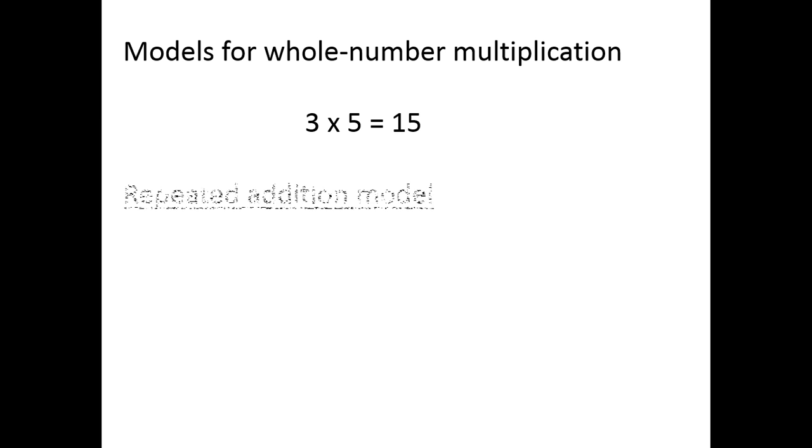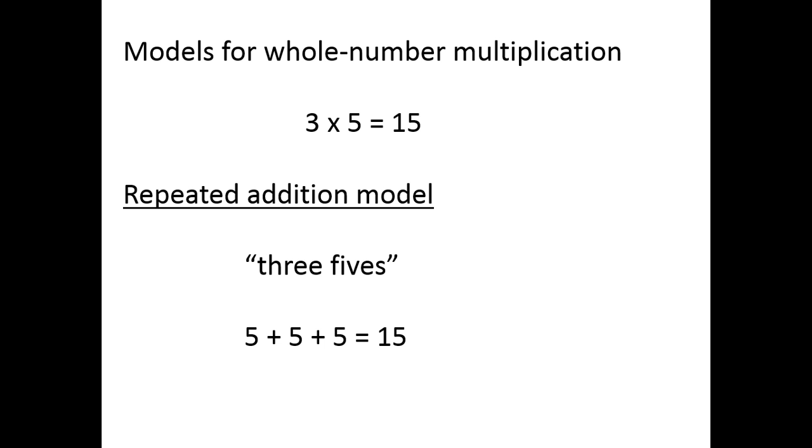We do have some models we can use for whole number multiplication. And we're going to use the 3 times 5 equals 15 as our example for these models. There's something called a repeated addition model, and that simply recognizes that multiplication is nothing more than addition done over and over again. So when we have 3 times 5 equals 15, we can think of that as saying we have 3 5s, 3 times 5. So 3 5s would be 5 plus 5 plus 5, which also equals 15. The repeated addition would be the 3 5s that we're adding together.